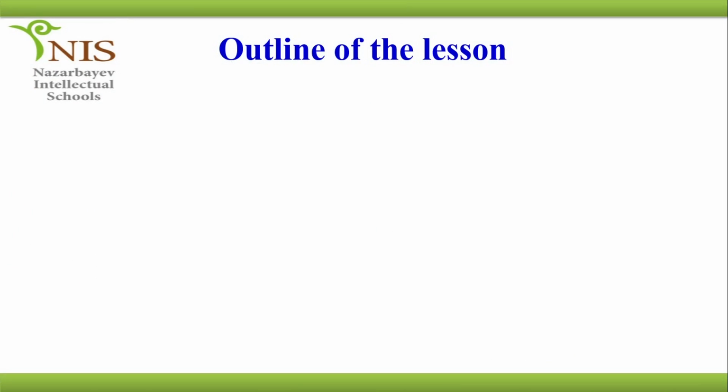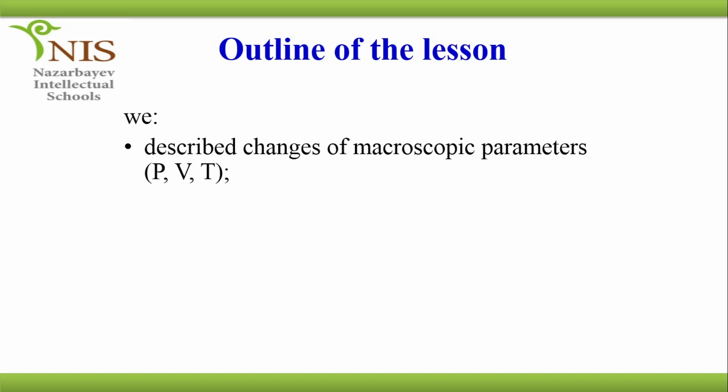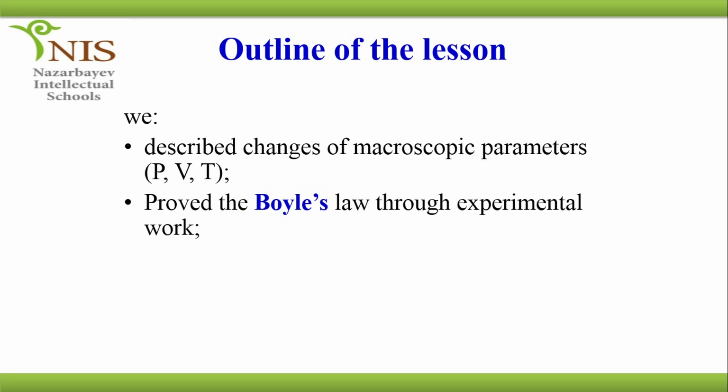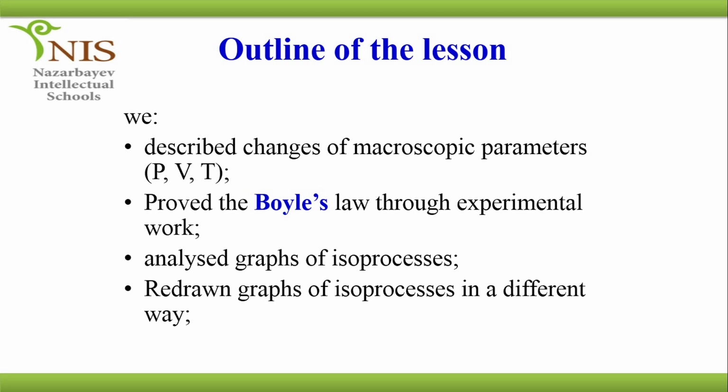Outline of the lesson. Today we talked about changes of macroscopic parameters P, V and T, and in experimental work we proved that Boyle's law is true. We analyzed graphs of isoprocesses: isobaric, isovolumetric and isothermal processes. And finally we redrew the graphs of isoprocesses in a different way.